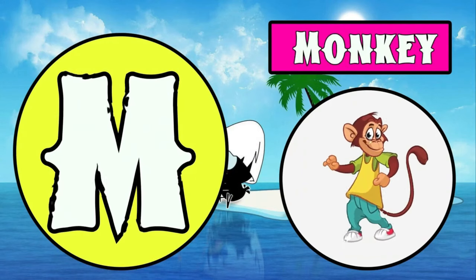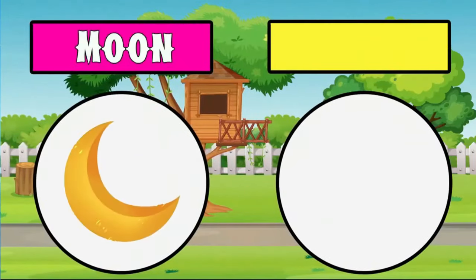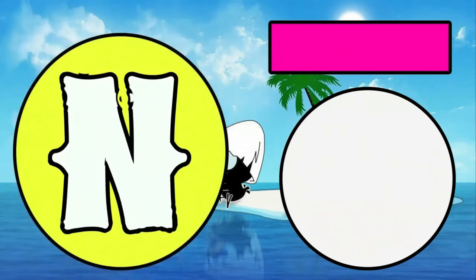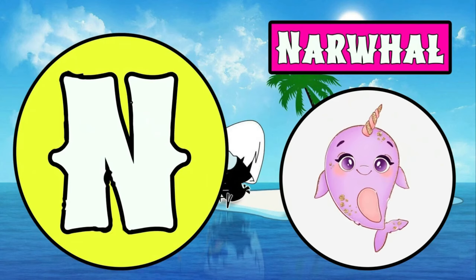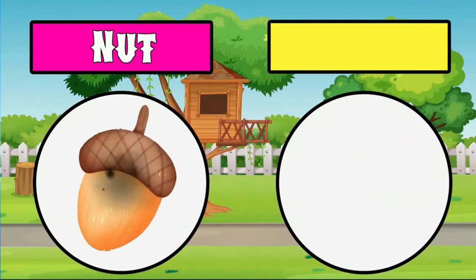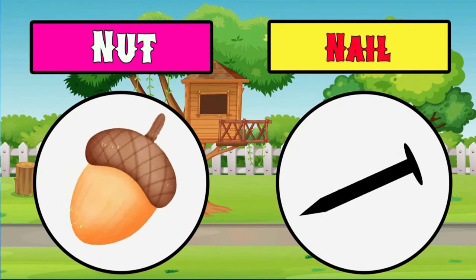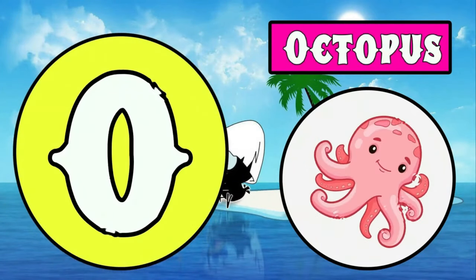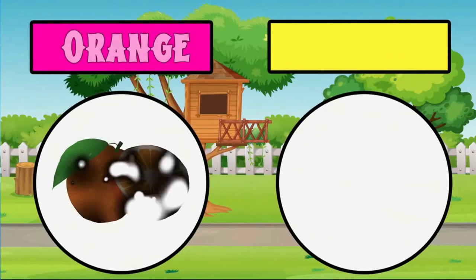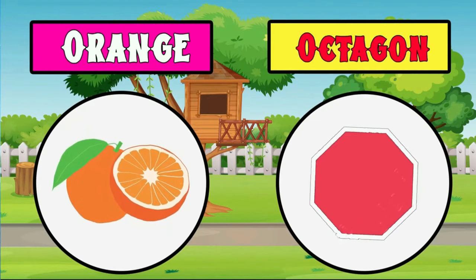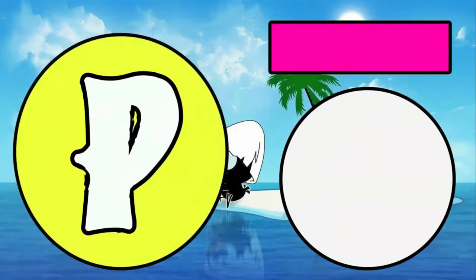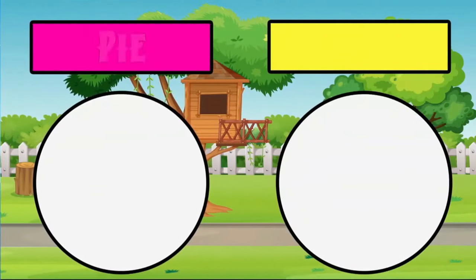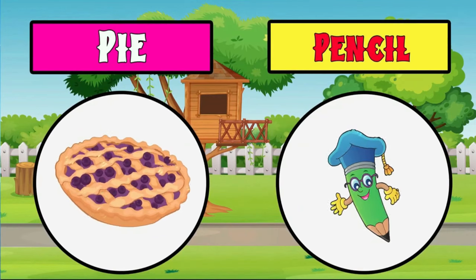M is for monkey. Moon. Mushroom. N is for novel. Nut. Nail. O is for octopus. Orange. Octagon. P is for pig. Pie. Pencil.